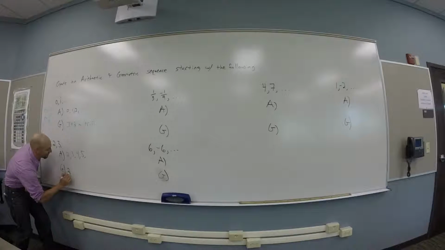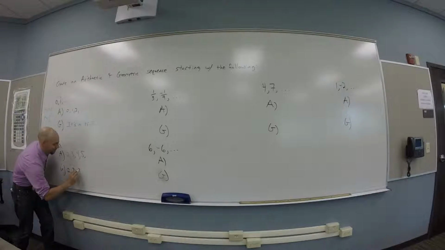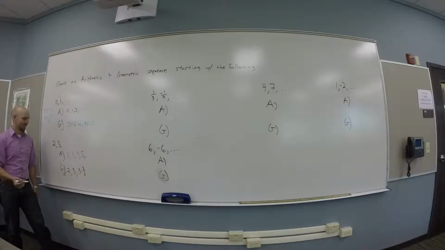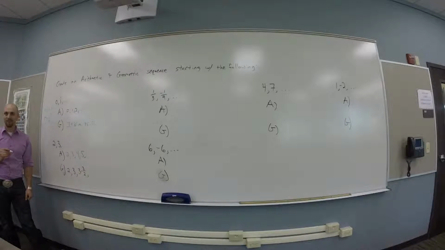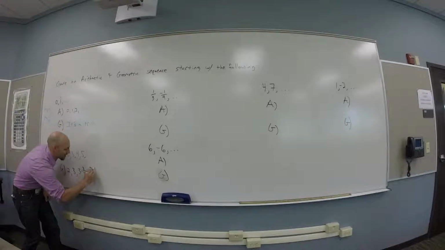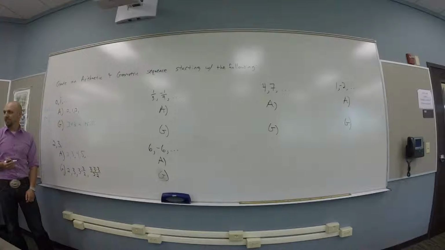So we do 2, 3, 4.5? 3 times 3 halves, right? You guys see that? Should be 9 halves, which is 4.5. And then the next one would be that stuff times 3 halves, right? So we've got 3 times 3 times 3 over 2 times 2. That gives me 27 quarters. You guys see that?